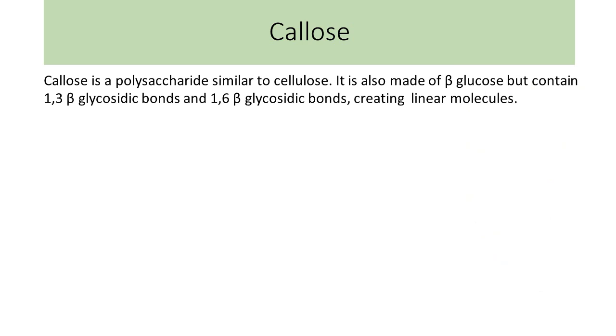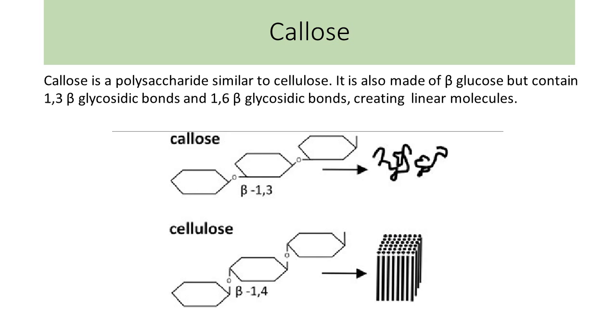Well, this brings me on to this molecule called callose, which I've mentioned a couple of times. Now, callose is a polysaccharide. It's quite similar to cellulose in that it is made of beta-glucose, but the bonds between the beta-glucose molecules are different, and you get 1 to 3 glycosidic bonds and 1 to 6 glycosidic bonds, and this creates linear molecules. So what we can see here is the 1 to 3 bonds on the callose, and then it will have some side branches as well, which are the 1 to 6 glycosidic bonds.